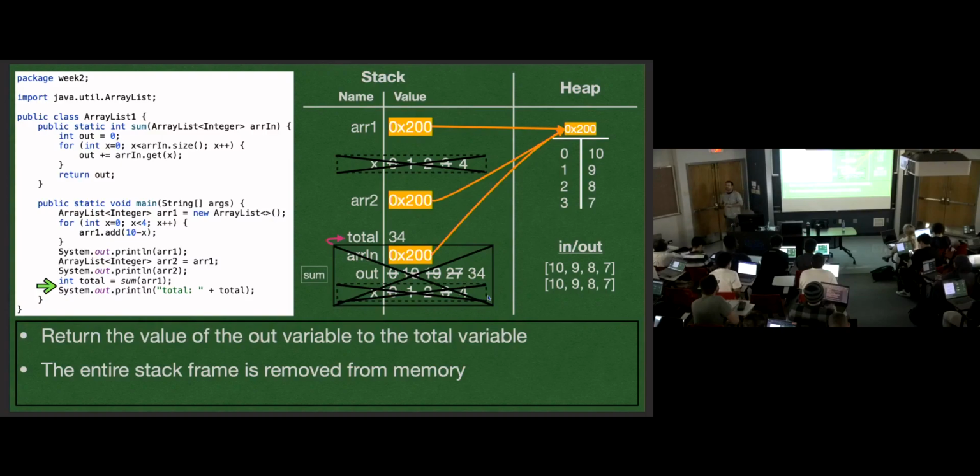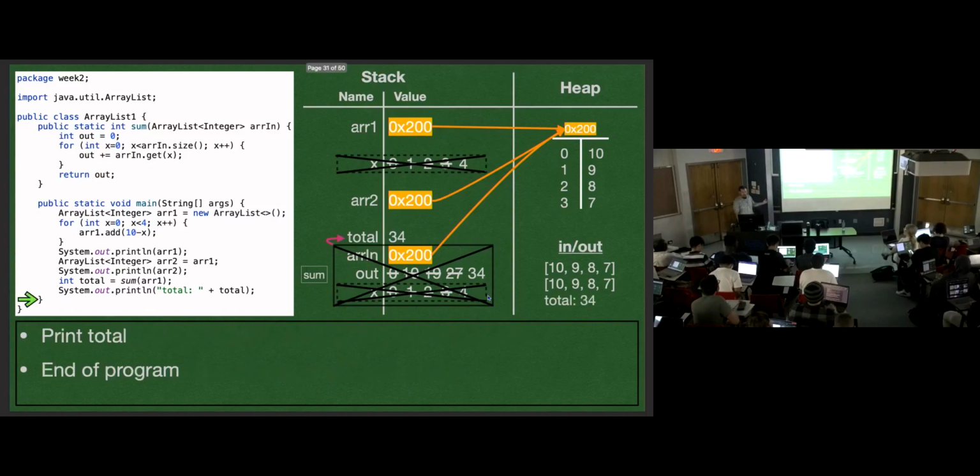So that method didn't get a copy of that array list. It got a reference to that same array list. It went to the same spot in memory that the other two variables refer to. Then we're going to print total, and that's the end of our program.